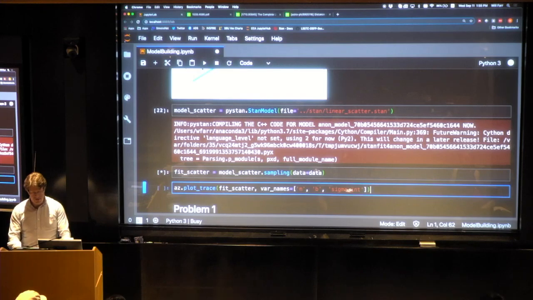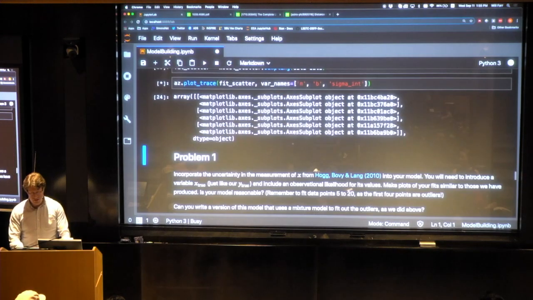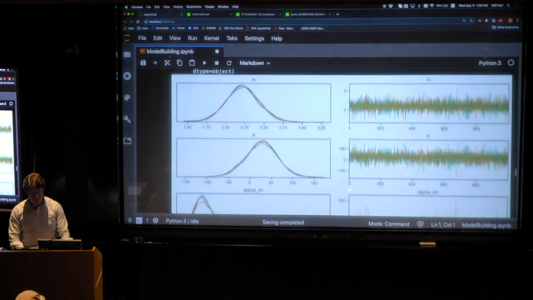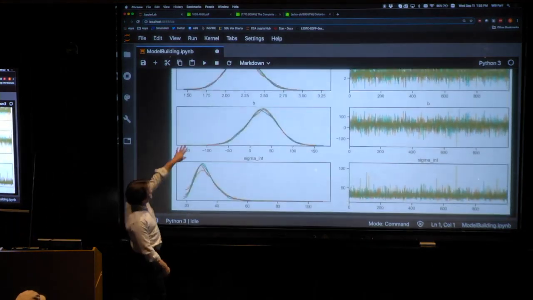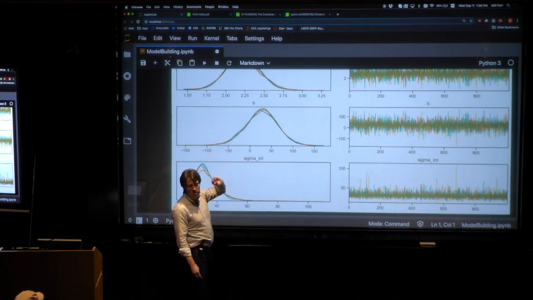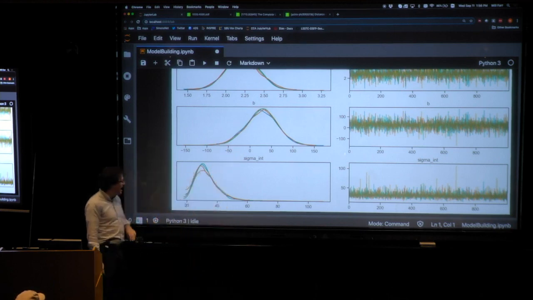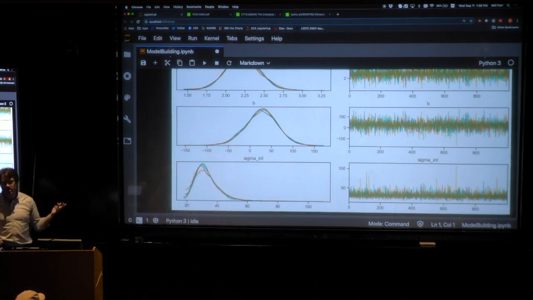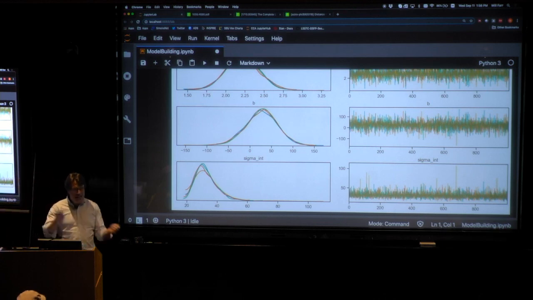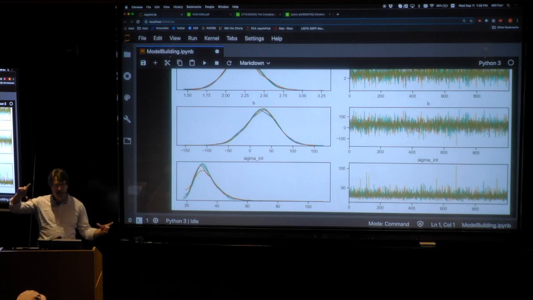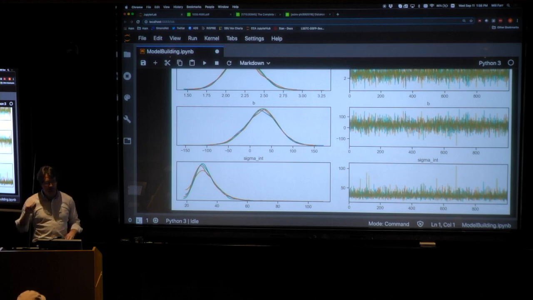I wish my computer were faster. There we go. Oh, wow. Okay, so we get an M and we get a B. They're basically consistent with what we got before, but now we get to measure the intrinsic scatter, which is 30 units, whatever those are. Okay, that's the degree to which the line has to be fattened in order to match the data. Okay? Does that make sense to everybody?